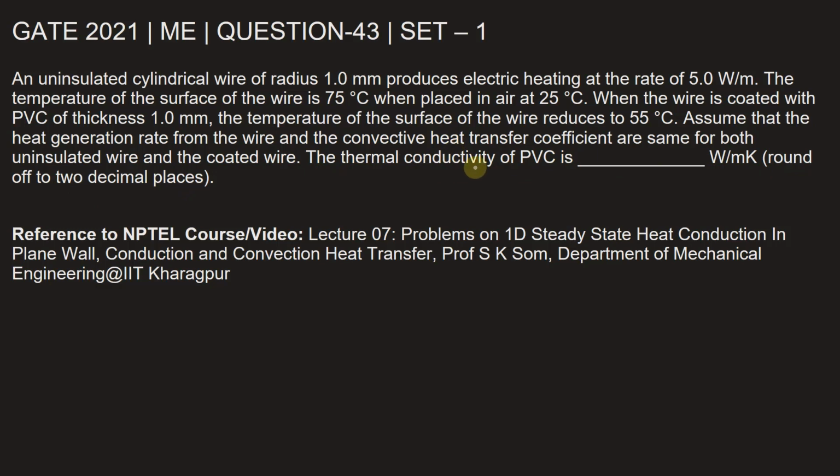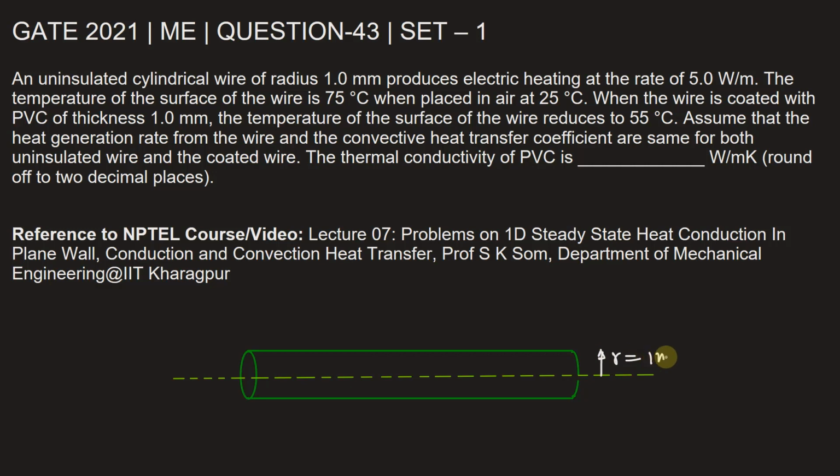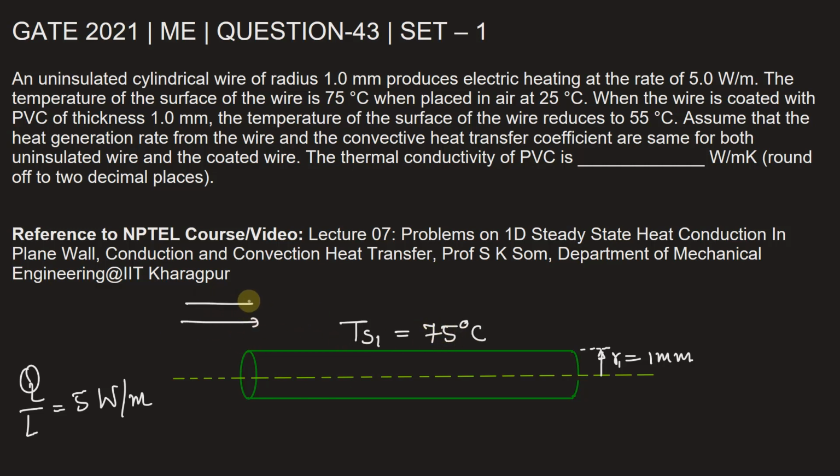So we need to find the thermal conductivity of PVC. We are given an uninsulated wire of radius 1 millimeter. Let's write R1 for this radius. So R1 is given as 1 millimeter. Now the heat per unit length in this wire is given as 5 watt per meter, so Q by L is equal to 5 watt per meter. The surface temperature TS1 is given as 75 degrees Celsius, and the free stream temperature T infinity is given to us as 25 degrees Celsius.